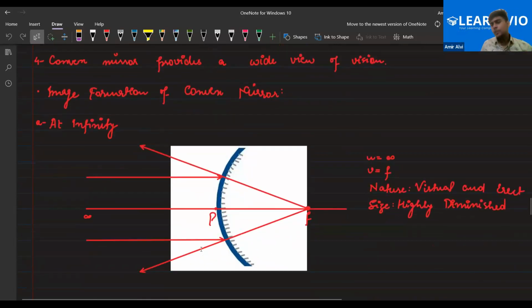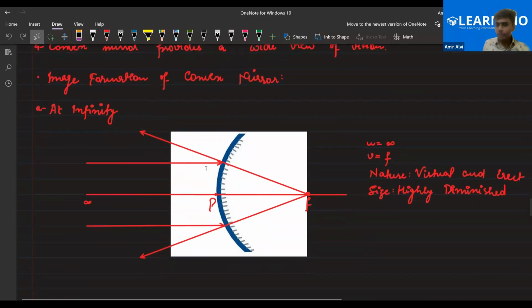Now, in the convex mirror, only two cases are there for image formation. The first, as in all mirrors and lenses, is the common case of the object at infinity, where the image is formed at the focus. The rays are parallel to the principal axis, so they get diverged. But if I extend them in the backward direction, I can find out whether the rays originate from a common source. When extended backward, there is a point at which the rays merge. That point is considered the focus, because the rays are coming parallel. Whenever rays coming parallel intersect at a point, that point is considered the focus. Clear, everyone?